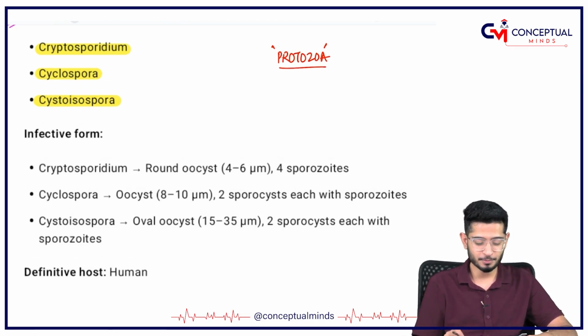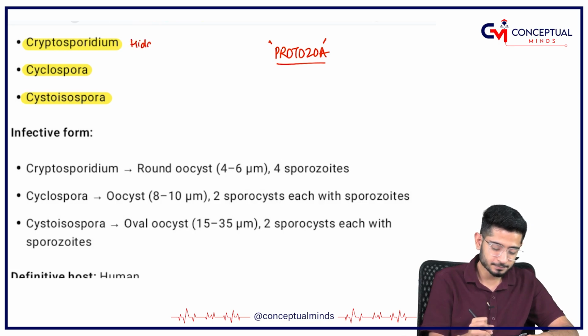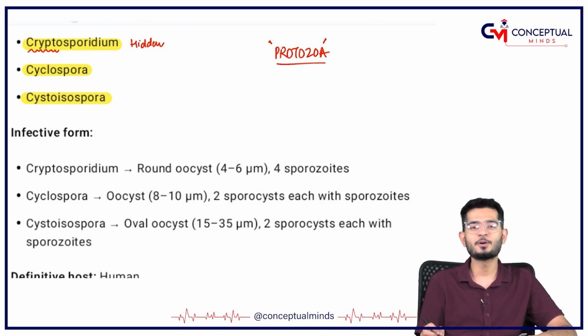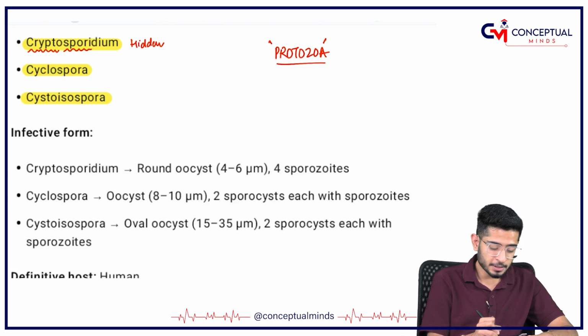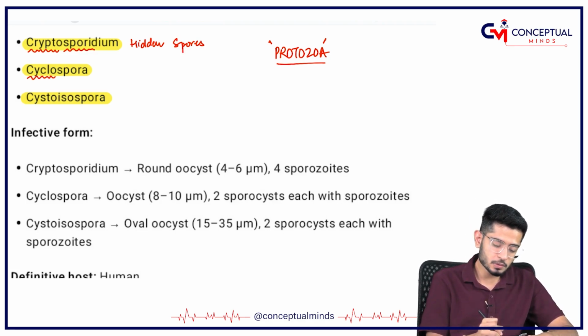Oh my God, how to remember? Pick up the words. Crypto means hidden. You all are Gen Z now, you know what is cryptocurrency, okay? Hidden. Crypto. Sporidium means spores, hidden spores. So this is the way to remember Cryptosporidium. Cyclospora, cyclic spores.